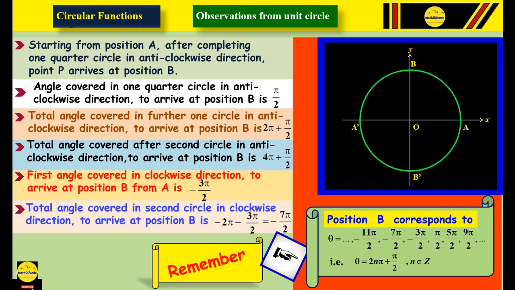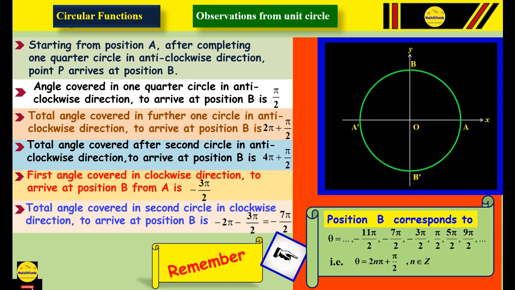Now remember one thing, position A is actually 2n pi, corresponding to theta equal to 2n pi. If you add pi by 2 to it, you are adding angle positive pi by 2. So if you are adding pi by 2 to it, that means you are moving in clockwise direction. So where would you have reached? You would have reached obviously at position B, and we are talking about position B only. That means 2n pi plus pi by 2. This is the angle corresponding to position B.